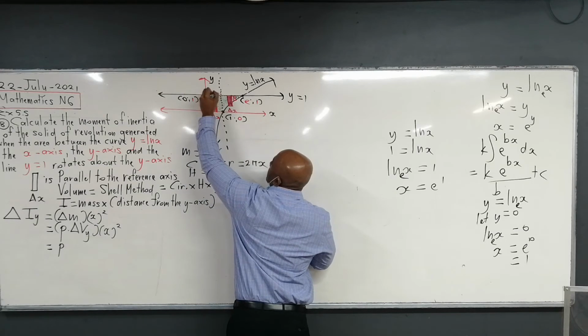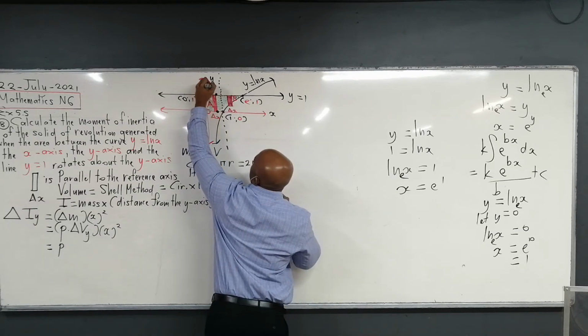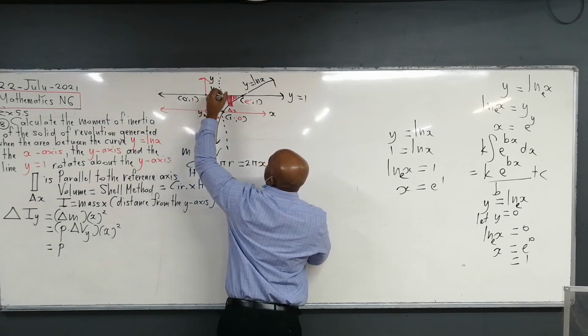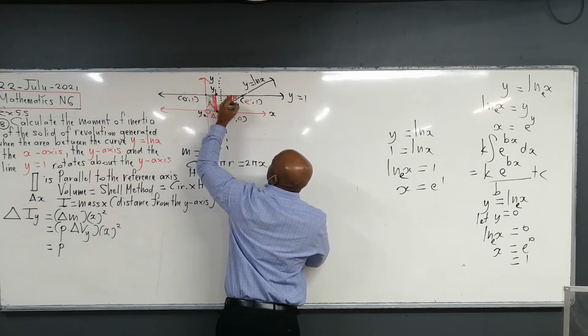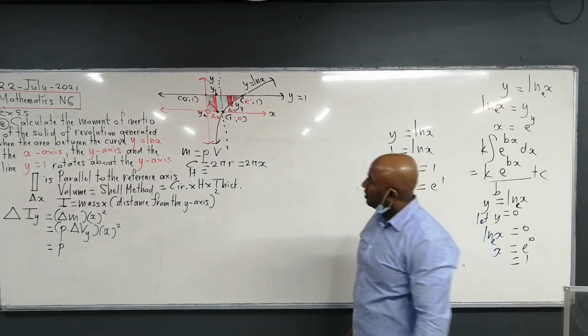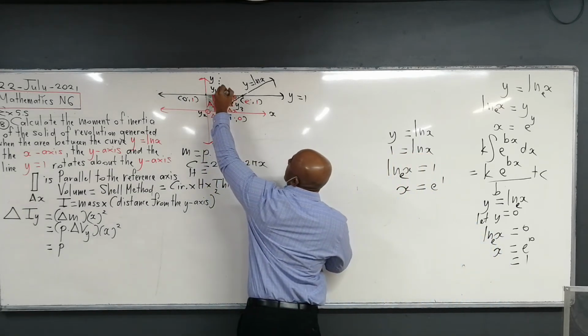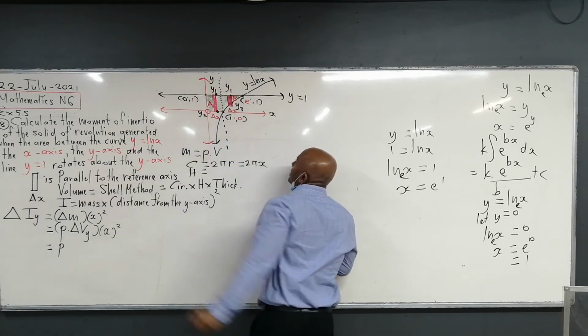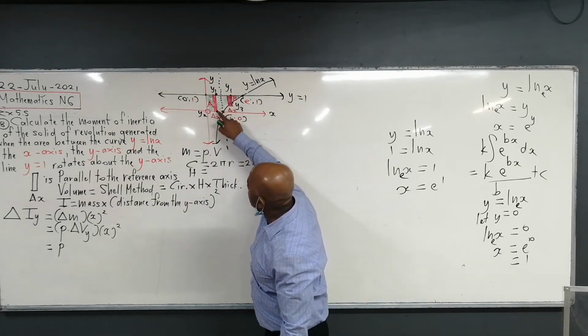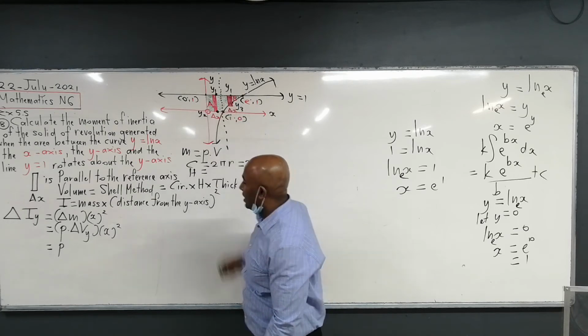So the height is the distance from there to there. Let's call this here y1, this y2, and this here y3. You know that this is the same y1 on the top there. So your height is the difference between top minus bottom: y1 minus y2. That is the height.